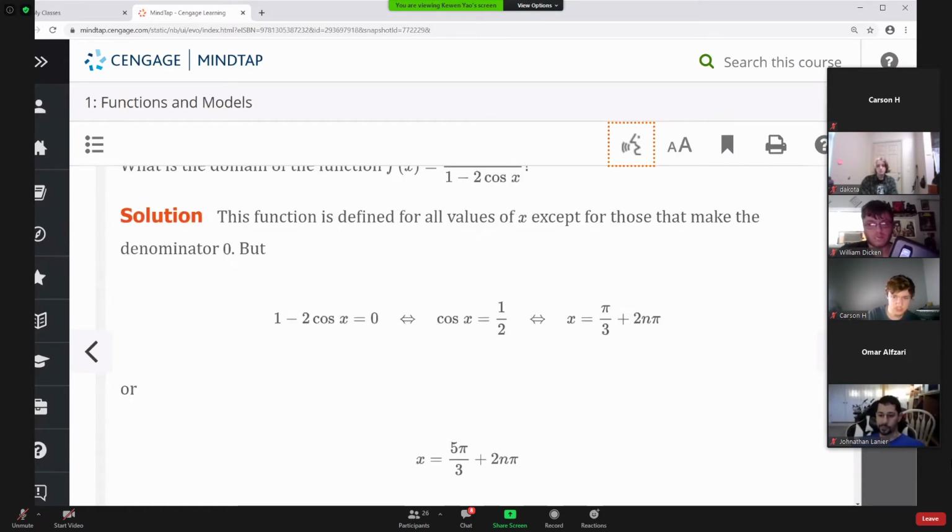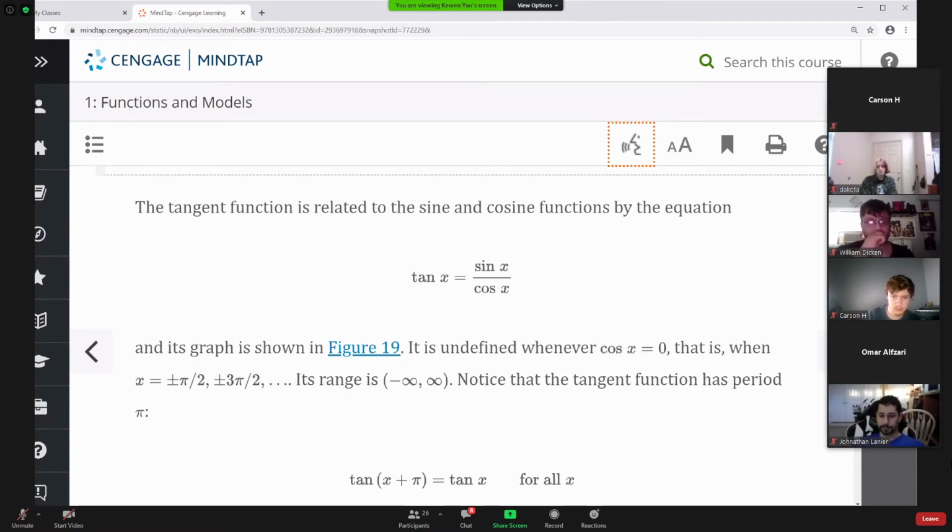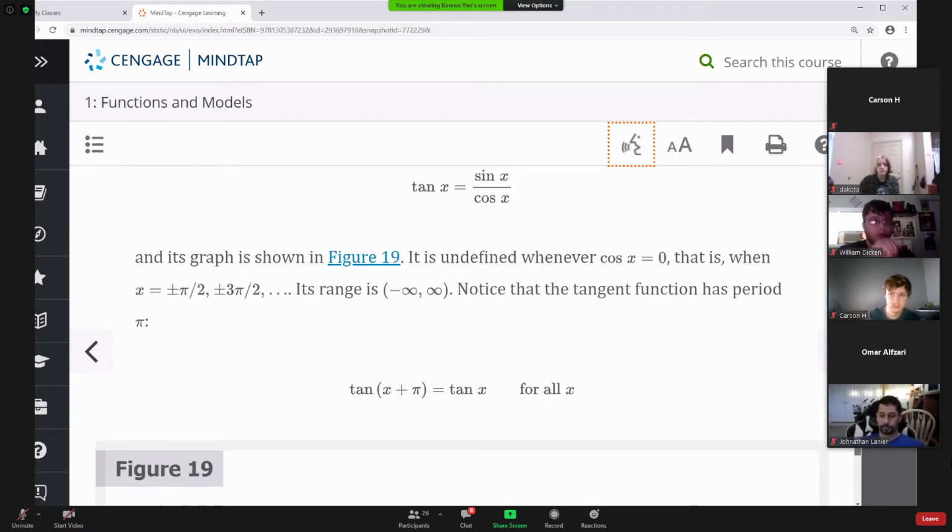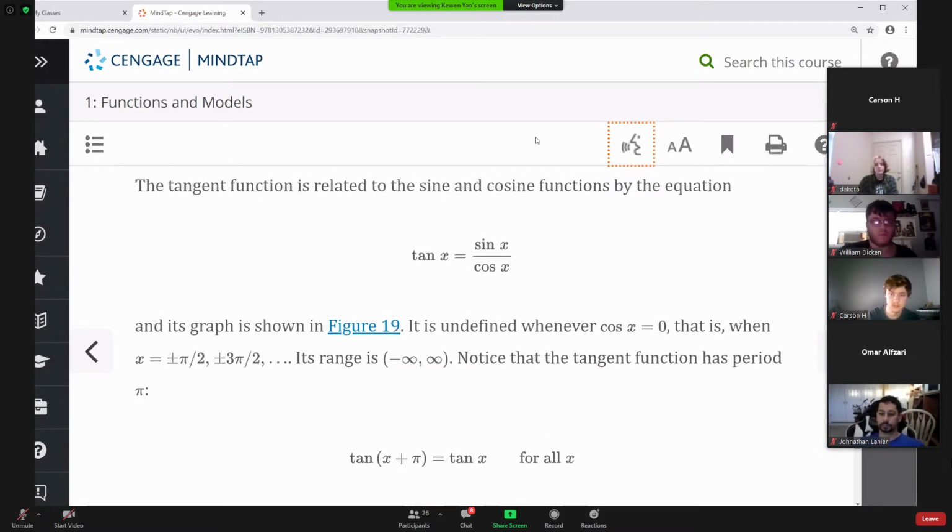Now for the tan function, it's slightly different. Remember, the tan function is sin x over cosine x. That's the definition. So you can see, what is the domain for the tan function? You've got to understand the domain of the tan function.